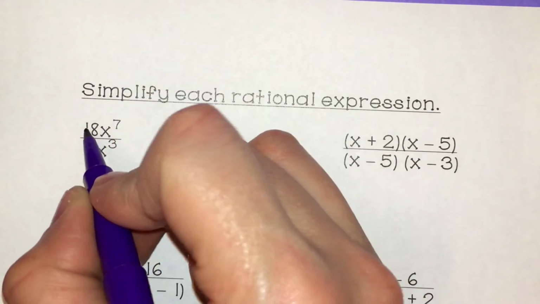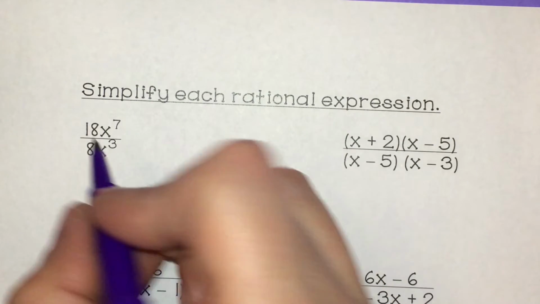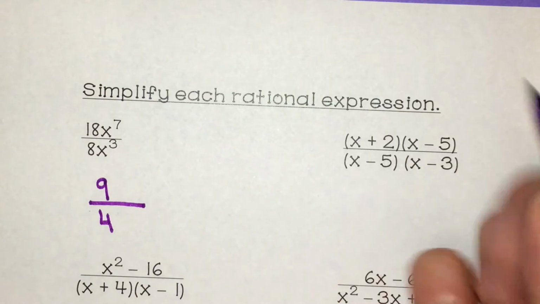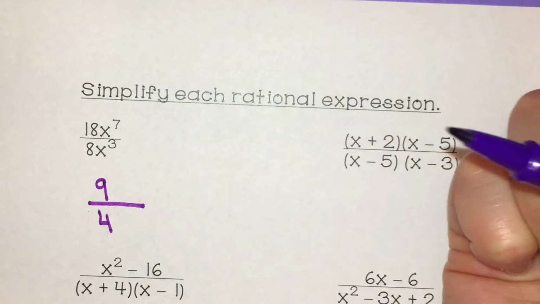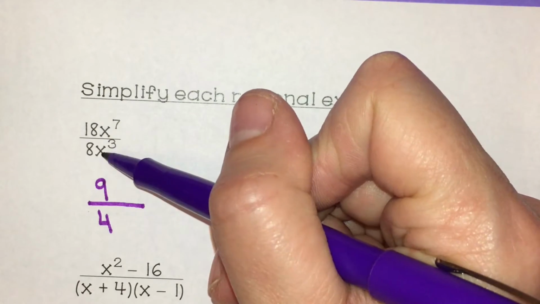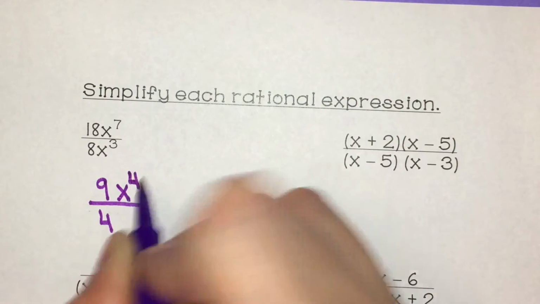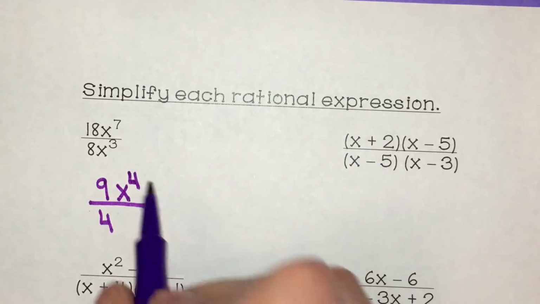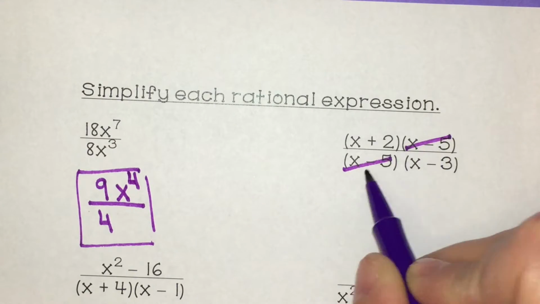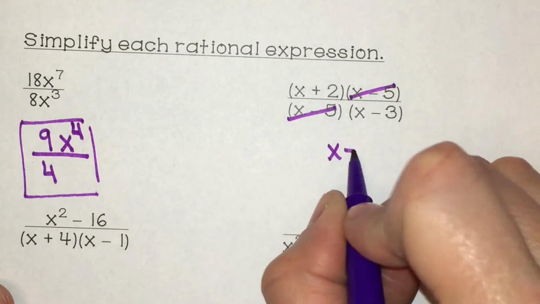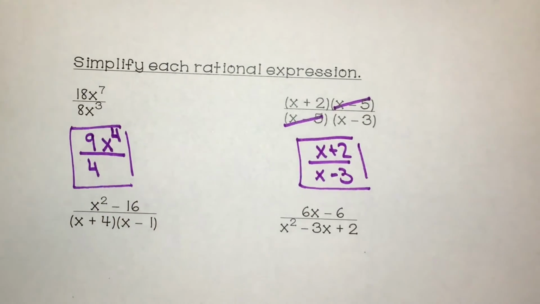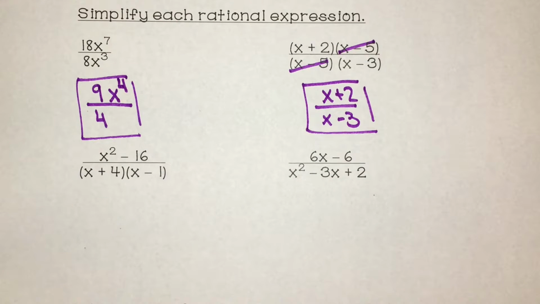All right, we can divide 18 and 8 both by 2. 18 divided by 2 is 9, over 8 divided by 2 is 4. X to the 7th over x to the 3rd. Well, 3 of the x's on top cancel with 3 on the bottom, meaning we're left with x to the 4th. Or you can do 7 minus 3 is 4. Okay, x minus 5 over x minus 5 is 1. So you have x plus 2 over x minus 3. So I'm going to go through this one a little quicker, so hopefully you've done all the factoring.